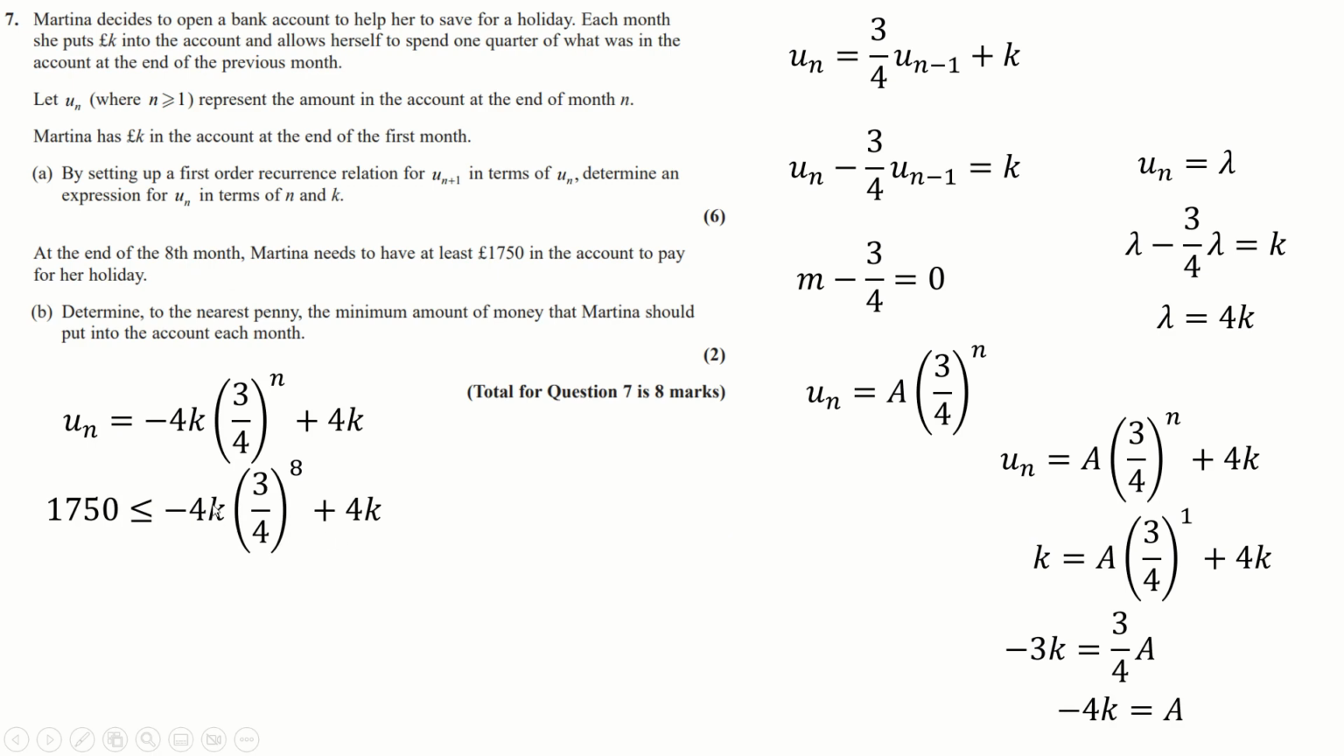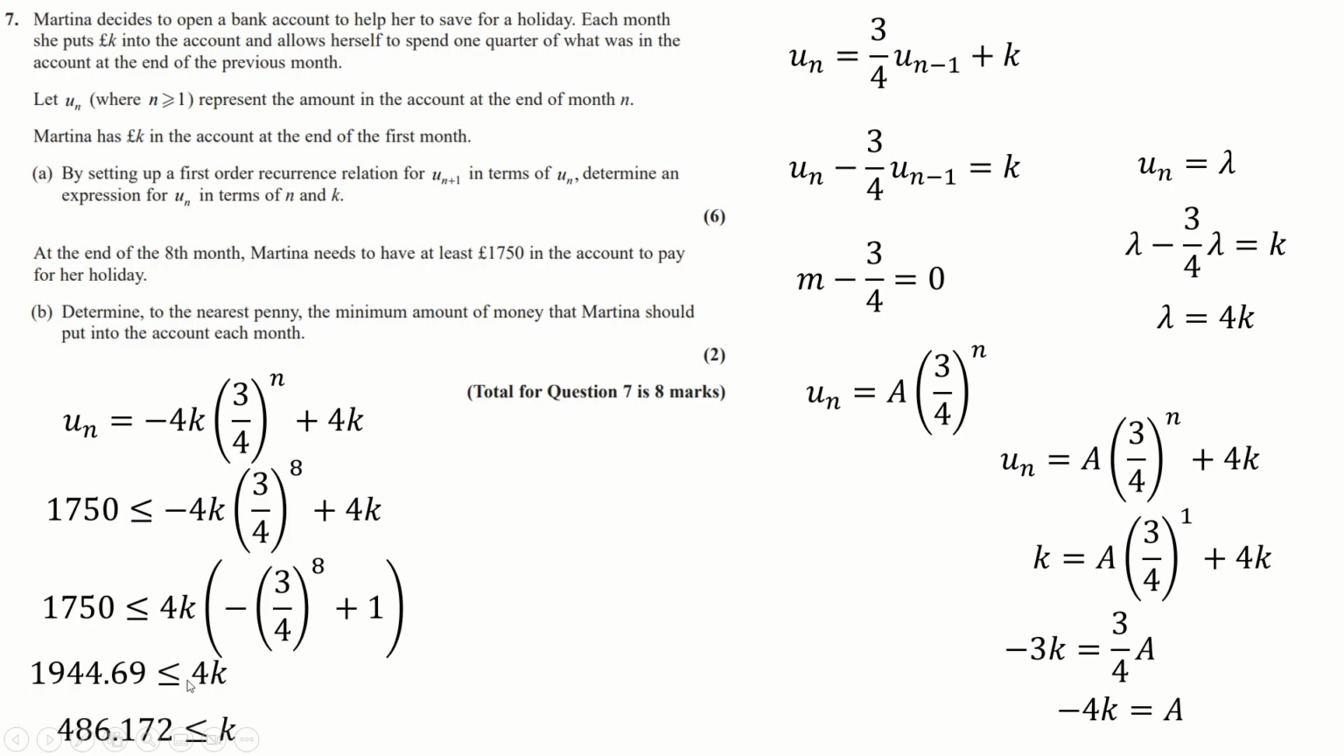We can be a bit more intelligent here and just factorize out 4K maybe. This is a positive number because this here is less than 1, so we're happy to divide by whatever this is without messing with the sign. And then we can divide by 4. Technically, we need to be bigger than this if we're rounding to two decimal places, so 486.18 I think will be the answer that we need in pounds.